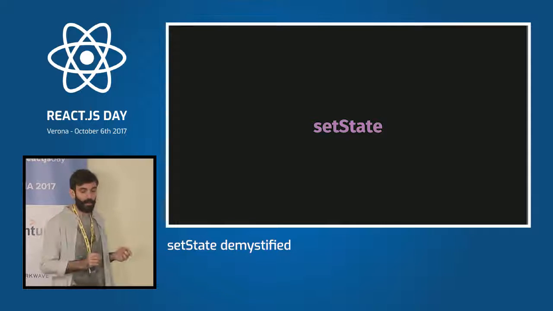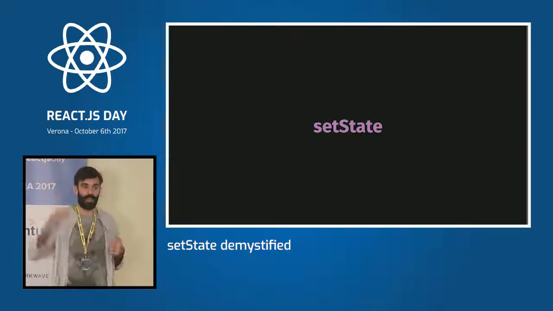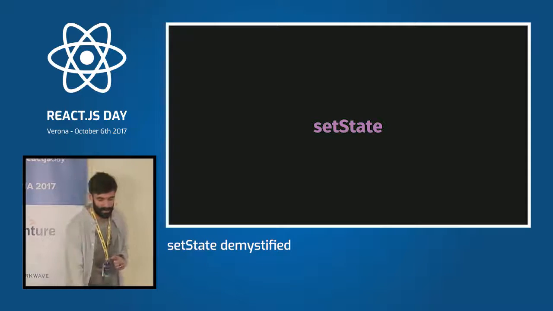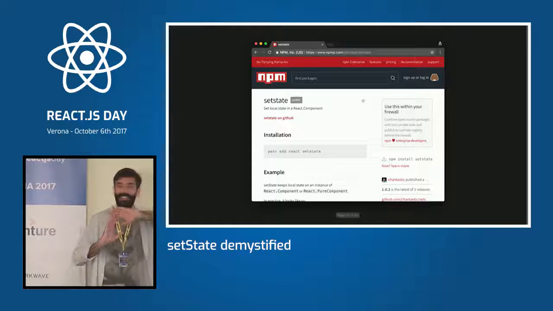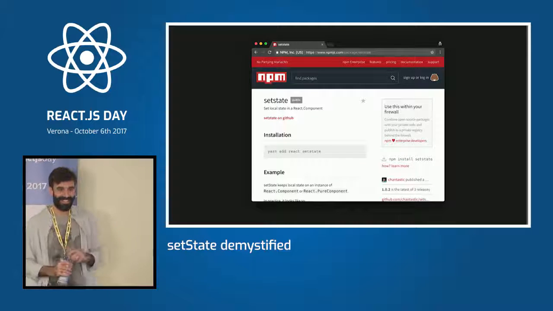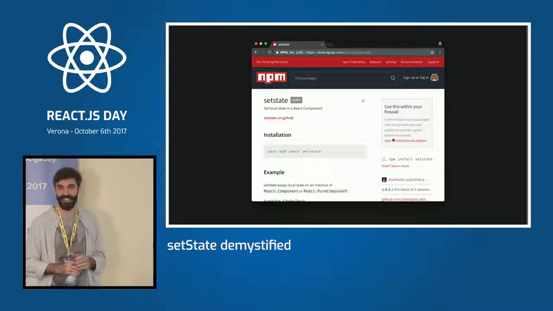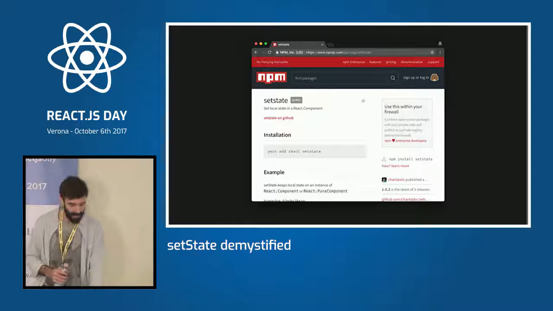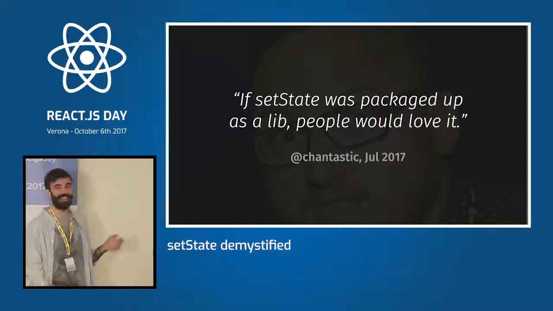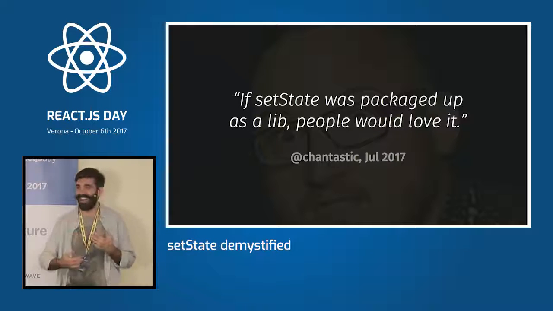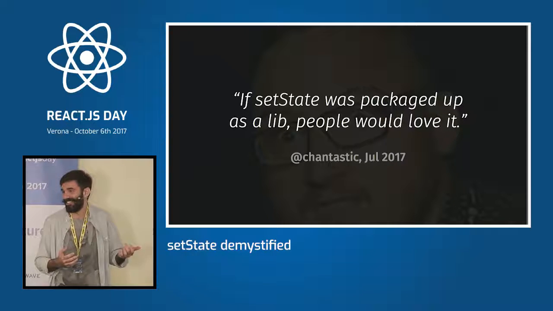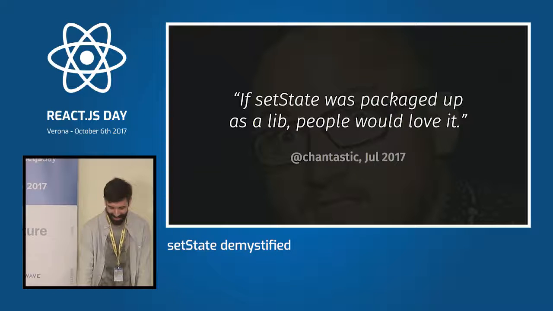Let's now go quickly through what setState does for you, and then we're going to see how to use it properly and in cool ways. So first of all, you install setState. So, yarn add setState. Don't try this at home. Actually, the setState package exists for real. It's a real thing. You can install it. It exports an empty object. This was Michael Chan trying to say that if setState was packaged as a library, then people would love it. He was trying to convince people to use it. And this is pretty cool. I'm not sure if it worked, but yeah.